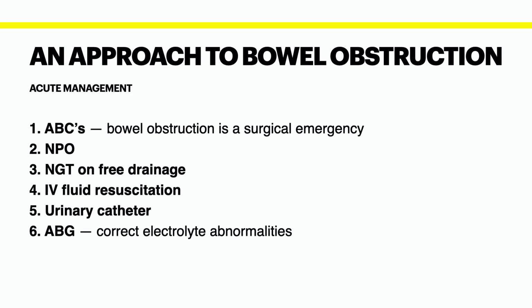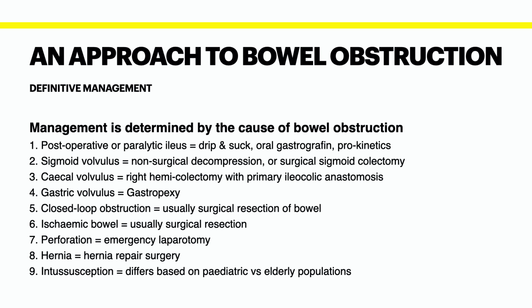You'll want to insert a urinary catheter to monitor urine output, and remember the patient should be passing more than 0.5 ml per kilogram per hour of urine. Then we want to monitor our patient with successive arterial or venous blood gases and correct any electrolyte abnormalities as we resuscitate them.